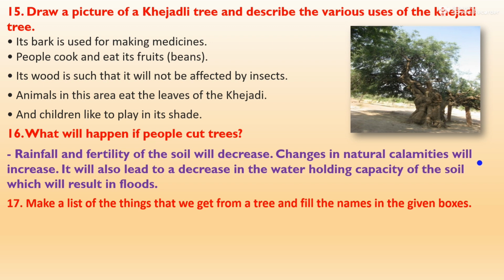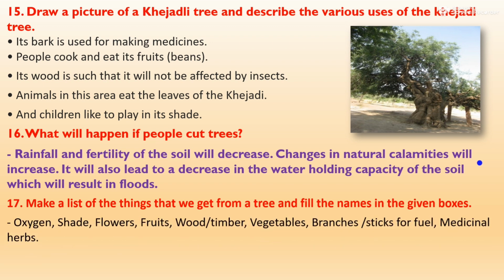Make a list of the things that we get from a tree and fill the names in the given boxes. So we get all these things: oxygen, shade, flowers, fruits, wood or timber. Timber means the wood, the trunk piece, which is used in pillars to make houses. Vegetables, branches, and sticks for fuel. Fuel means what we need to cook. And we also get medicinal herbs from trees, like tulsi and neem.